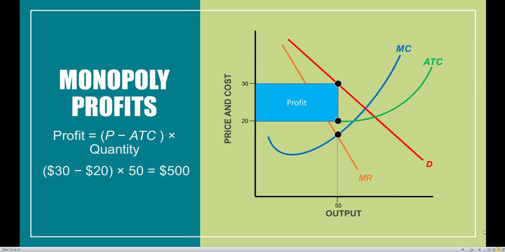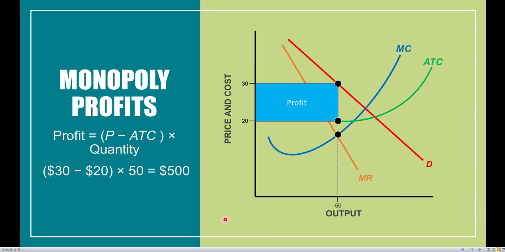Let's use a 5-step pattern for maximizing profits to find the profit for the monopoly. You're going to notice here that we now have a downward sloping demand curve and a downward sloping marginal revenue curve because we are under the monopoly case. No longer do we have the perfectly elastic or horizontal demand curve as we did under perfect competition. So something to be aware about. But the same 5 steps are going to apply.